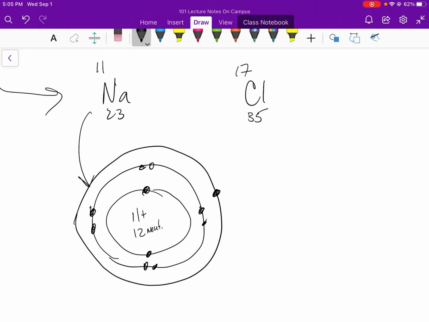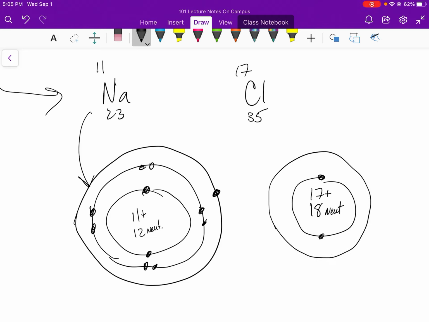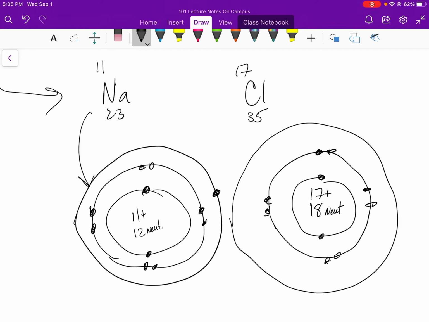And when I draw chlorine, I'm going to have 17 pluses and 18 neutrons. I think that's the right one. And then, of course, I'll have 2 on the inside. Now, how am I going to get to 17 electrons? I'm going to have 1, 2, 3, 4, 5, 6, 7, 8. That's 10. I need 7 more. So 7 more is 1, 2, 3, 4, 5, 6, 7.